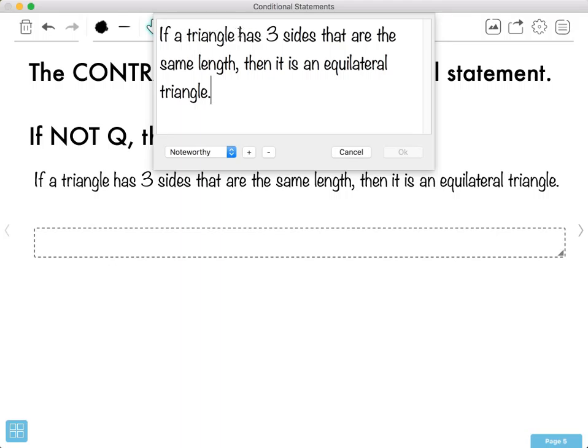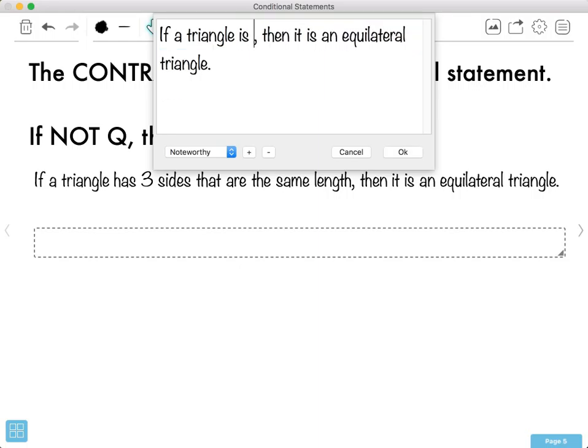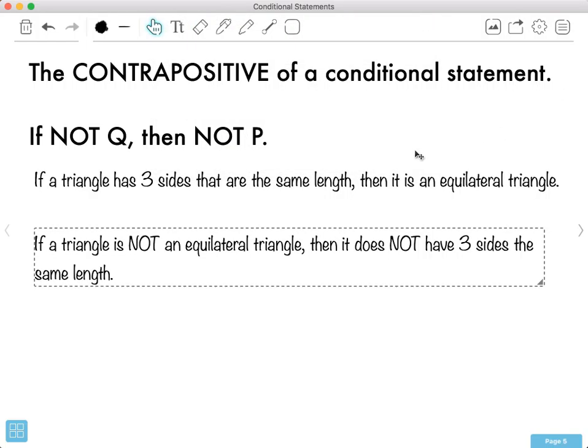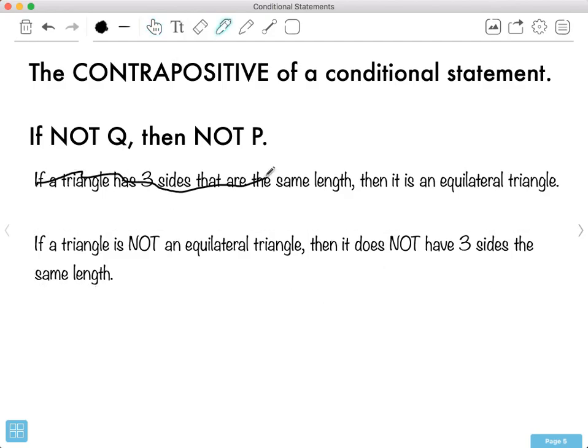So I'm going to say if a triangle is not an equilateral triangle, then it does not have three sides the same length. So you can see my contrapositive flopped my hypothesis and conclusion and negated both of them at the same time. So this was my initial statement. This is the contrapositive.